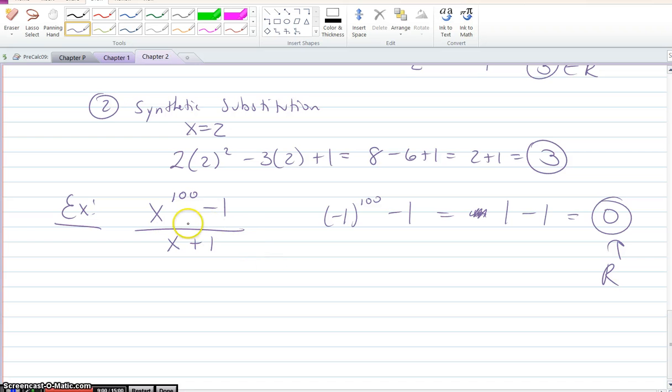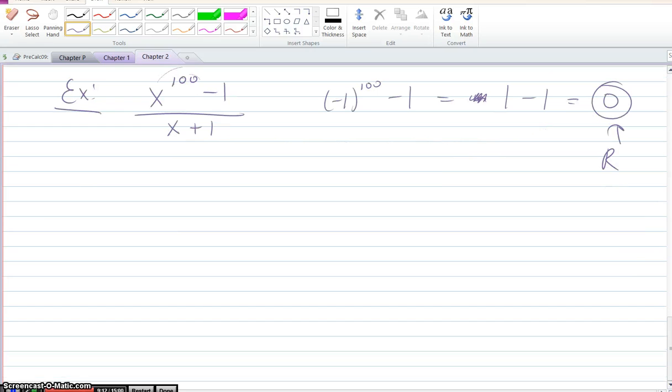I'd have to have 1 and then like 99 zeros and a negative 1. I'd have to do synthetic division a million times. So we're going to try to avoid that, and anytime you have huge numbers like this, you want to actually use the synthetic substitution.